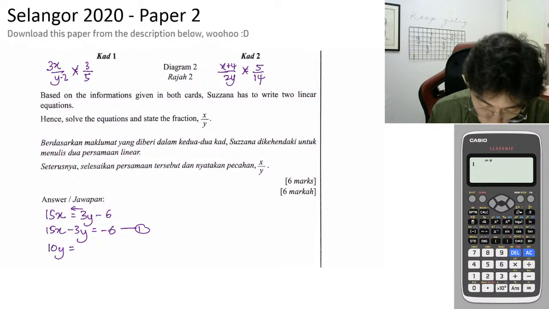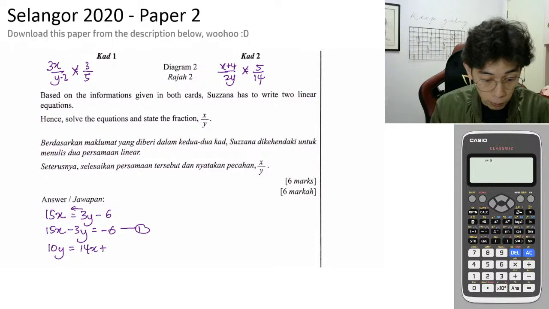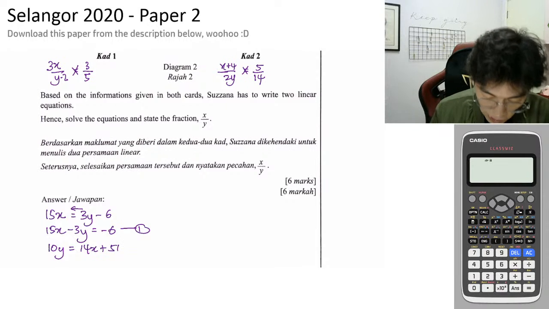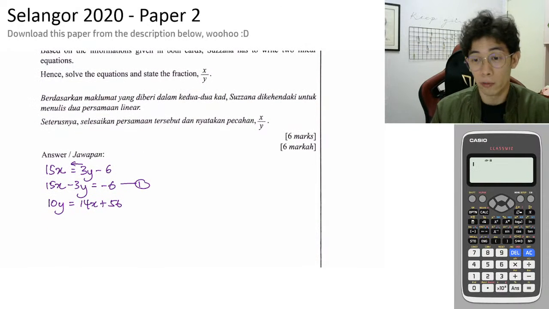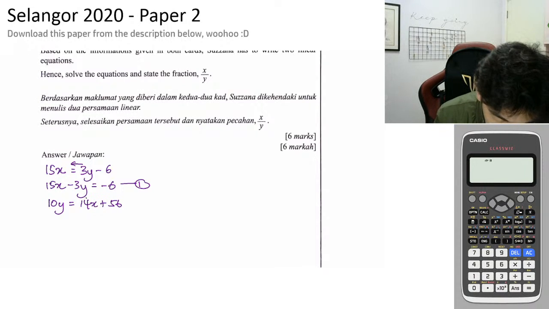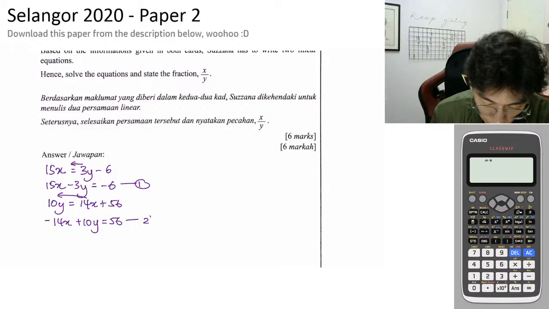10y equals 14x plus 14 times 4. Okay, look at me. I'm quite bad in maths, so I have to use a calculator: 14 times 4 is 56. Then you have to do the relevant step again. So bring this 14 over: minus 14x plus 10y equals 56. This is the second equation.